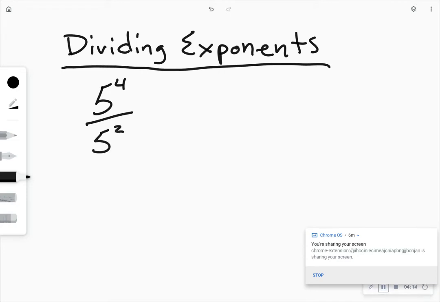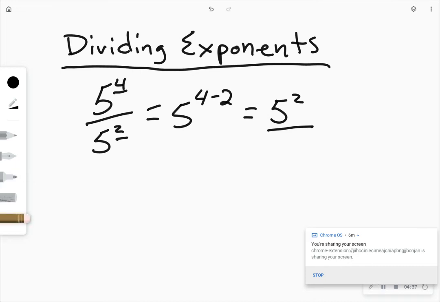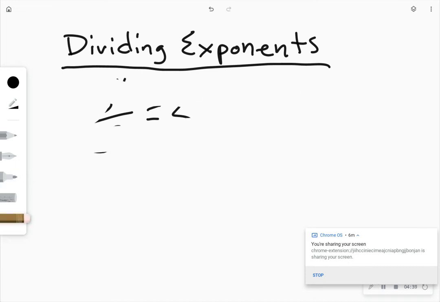Well, since dividing is the opposite of multiplying, instead of adding these exponents, I am going to subtract them. 5 to the 4 over 5 squared becomes 5 to the 4 minus 2. And when we simplify that, 4 minus 2 just gives us 2. So in other words, 5 to the 4 over 5 squared is 5 squared. All right. What if we had something a little bit harder? Again, you want to keep the same rules of adding and subtracting integers.